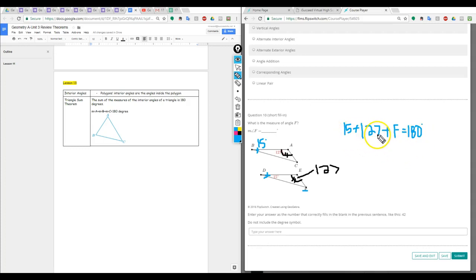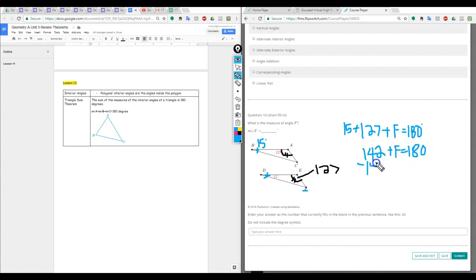So 15 and 127 is 142 plus F equal to 180. And I'm just writing out what I said. So we combined the 2 angles we knew the measure of. And then we are going to take that from 180.